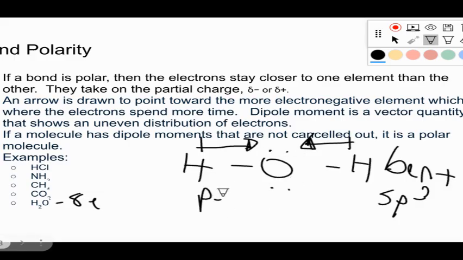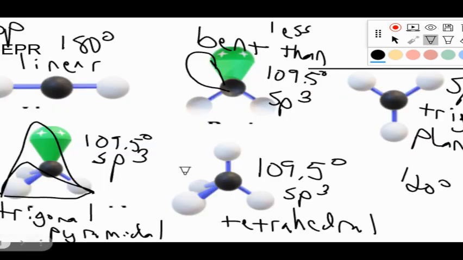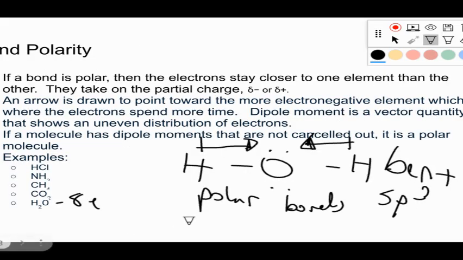So there are polar bonds. They are not sharing equally. This is not a symmetrical shape. If we look back at the picture, it's got the 2 shared regions up here, and these 2 are pulling down here. It's not symmetrical like trigonal planar would be. And so this is also going to be a polar molecule.